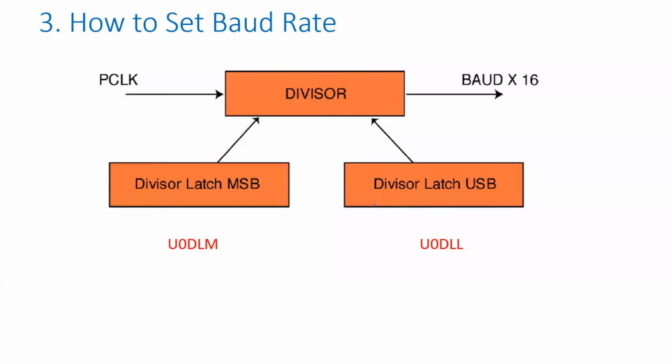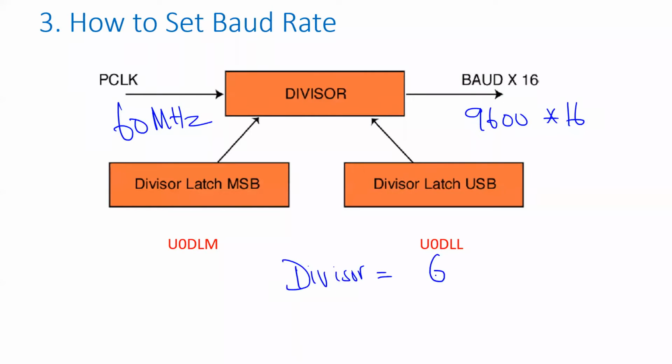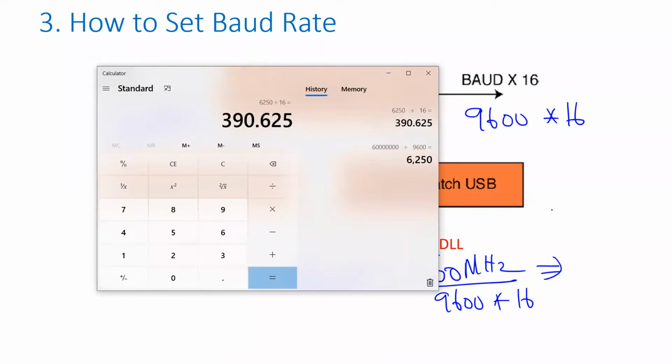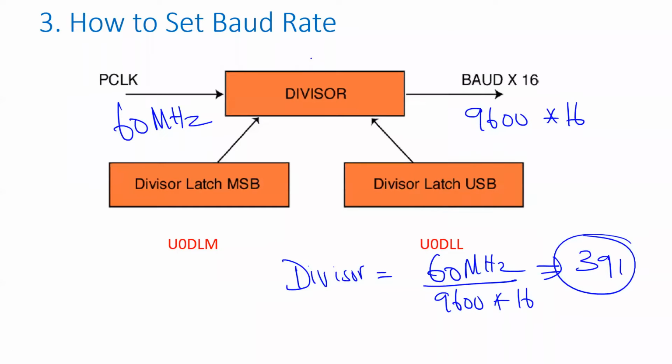Third thing comes setting of the baud rate. I told you already, peripheral clock is coming at 60 MHz and the baud rate is 9600 times 16. So if you divide these two, the total value of the divisor would be 60 MHz divided by 9600 into 16, so what is the value? 391. So if you load 391 in the divisor, you have to divide the 60 megahertz by 9600 into 16.